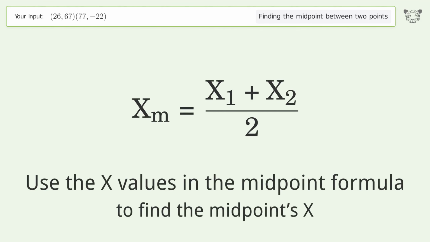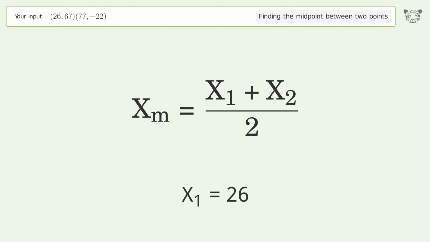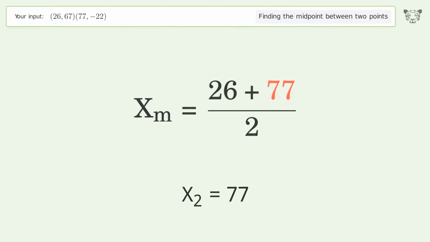Use the x values in the midpoint formula to find the midpoint's x. x1 equals 26. x2 equals 77. Simplify the arithmetic.